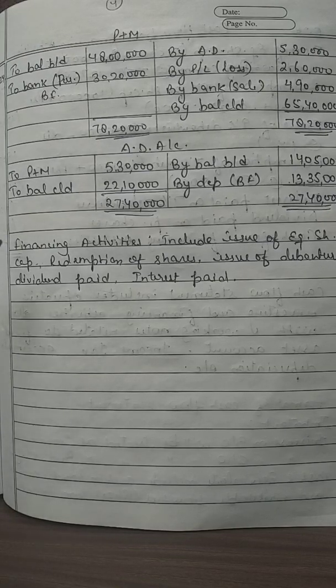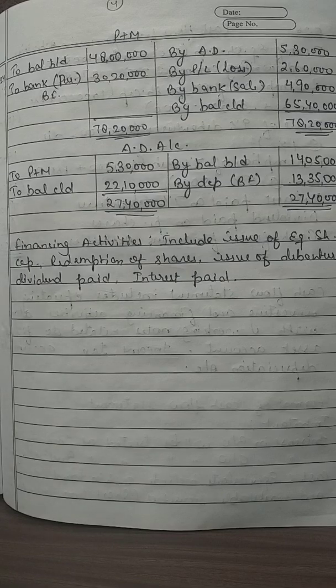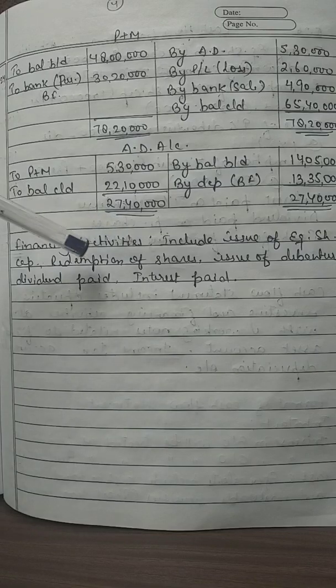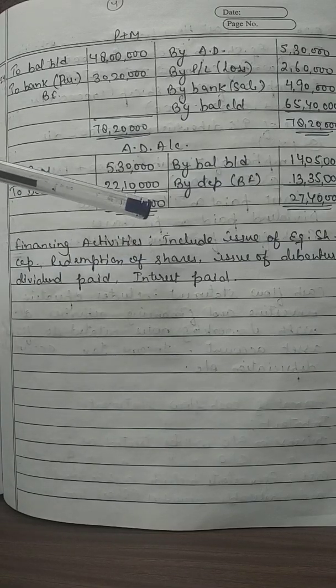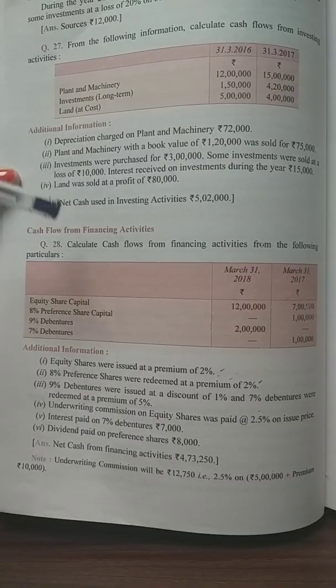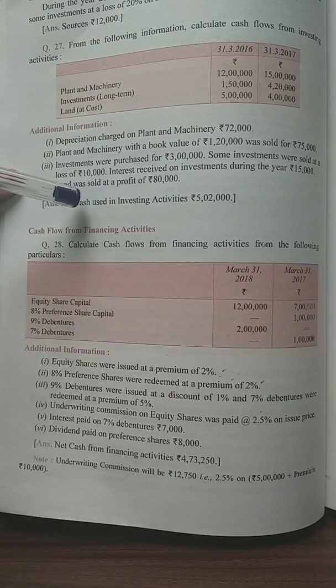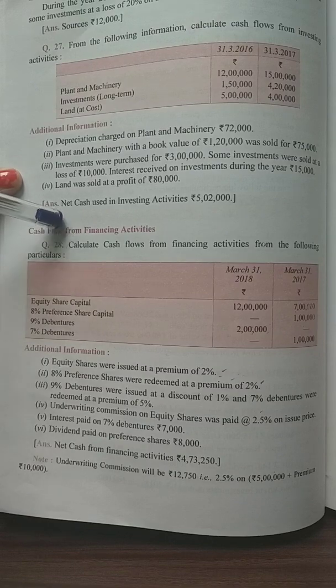Now we move ahead to financing activities. Now under financing activities, we include issue of equity share capital. It can be preference share capital, then redemption of shares, issue of debentures, dividend paid and interest paid. You can see this question. We have to calculate cash flow from financing activity, and I'm going to show you how to solve this.